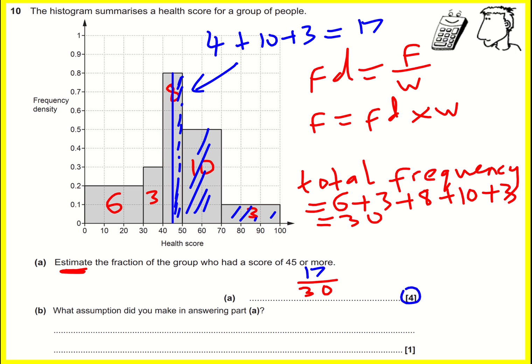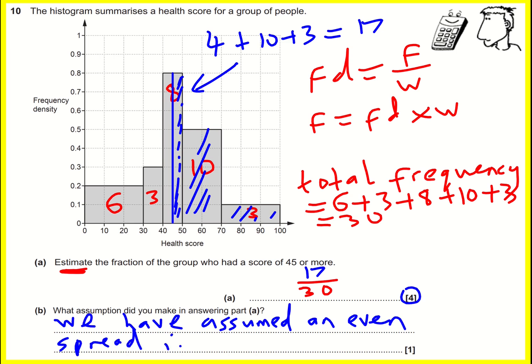What assumption did we make in answering part A? Well, we assumed that there were half either side. Or we've assumed a uniform spread. That's what I would write. We have, maybe not uniform, we have assumed an even spread. Actually, we've only assumed it in the 40 to 50 class.